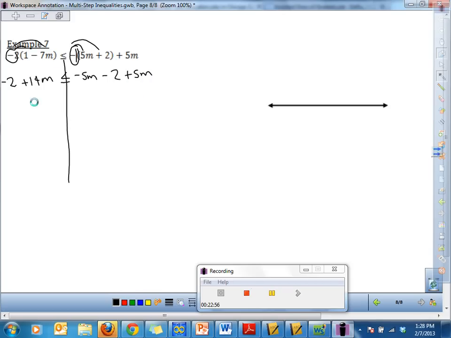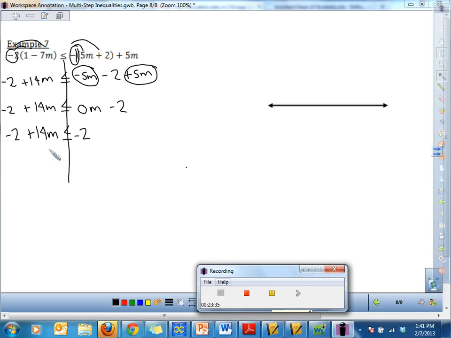When I say, okay, is this side simplified? Yes. Is this side simplified? No. I notice that I can combine the negative 5n and the 5n. So I'm going to bring down my negative 2 plus 14n is less than or equal to. I'm going to combine those and get 0n minus 2. 0 times any number is just 0, so really I have negative 2 plus 14n is less than or equal to negative 2. Now, are both my sides simplified? Yes, yes. My next step is to get my variable by itself on one side.